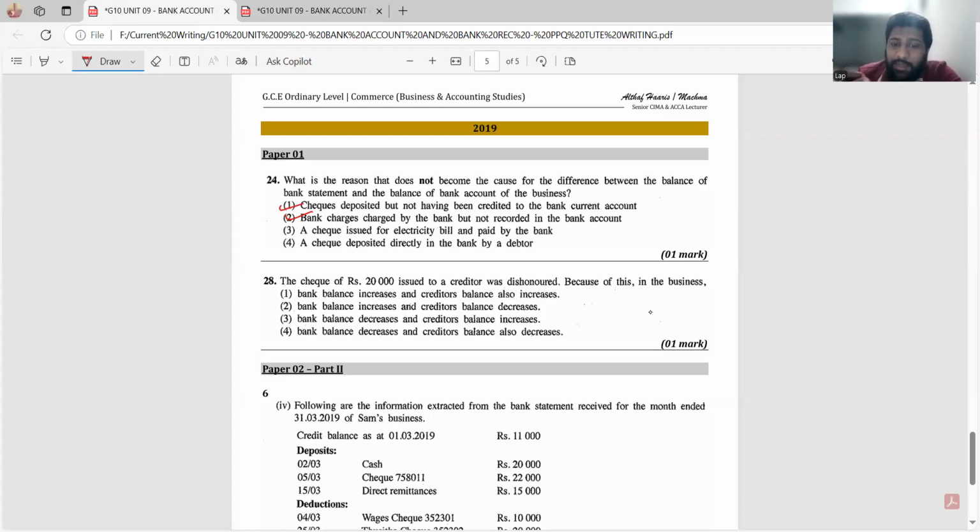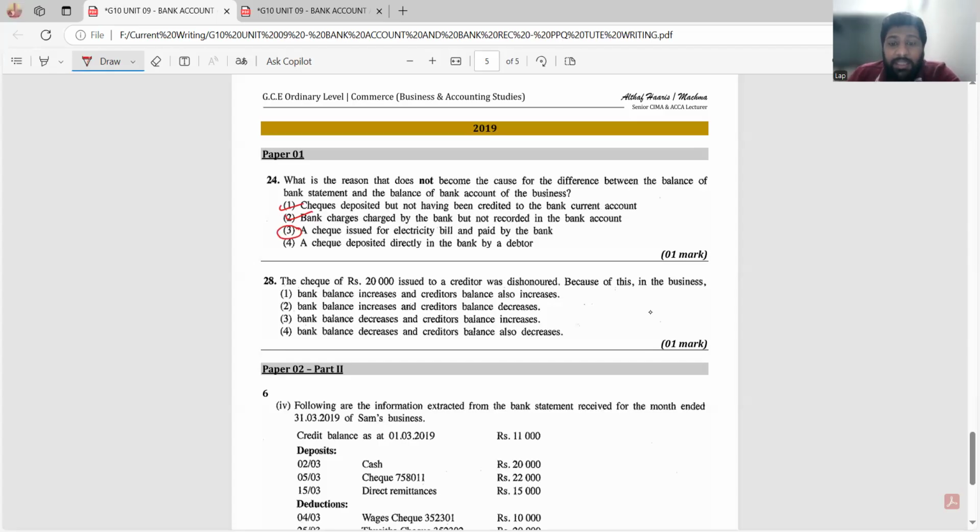Now, in this situation, we issued the check, we recorded it in our accounts, and the bank has made the payment also. The bank has made the payment because they knew that we have issued a check. They knew. They have made the payment, then probably they also might have recorded. So this will not cause a difference.